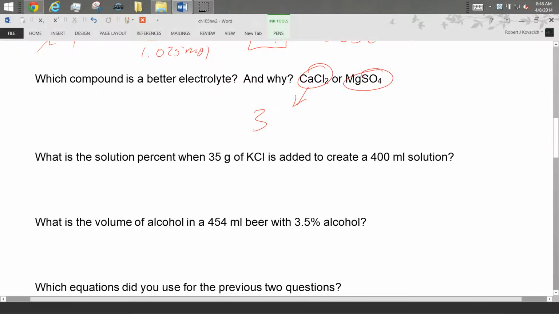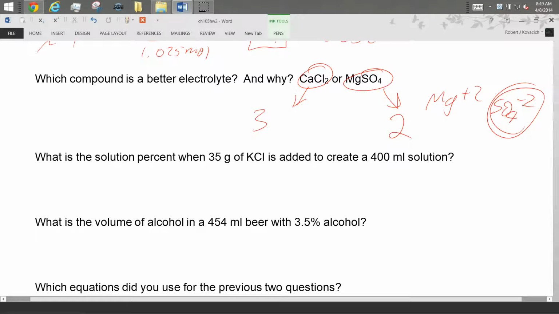And then what's this guy going to break up into, the magnesium sulfate? Nope. It's going to be a magnesium with a plus 2 charge, and it's going to be a sulfate with a minus 2 charge. That sulfate's not going to break up into its pieces because it's a polyatomic ion.